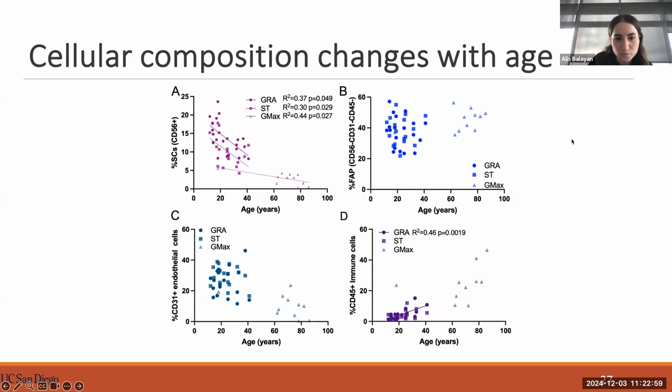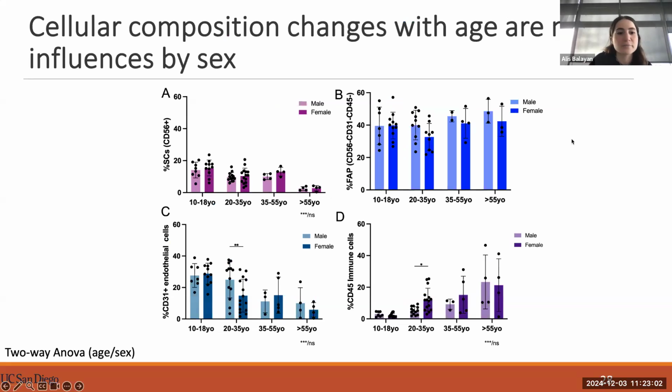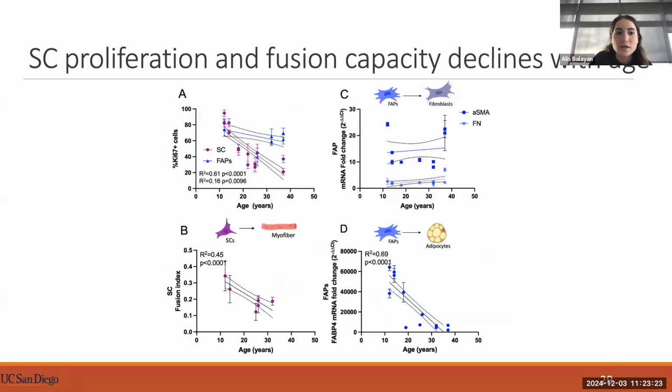To look into this data further, I also stratified my data based on sex, females versus males. I identified that the cellular composition changes that we were seeing with age were not influenced by sex. Here I demonstrate with 2-way ANOVA that a lot of the variability in the data was due to age, not sex. Next, I looked into the functions of these cells across age. I demonstrated here that there was a drastic decline of the proliferative satellite cells in culture, while for fibroadipogenic progenitors, it was somewhat maintained.